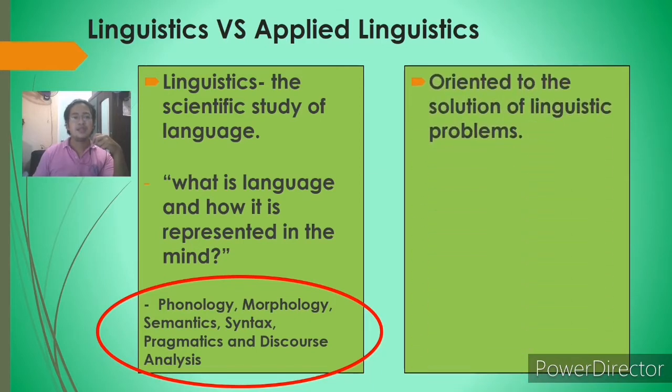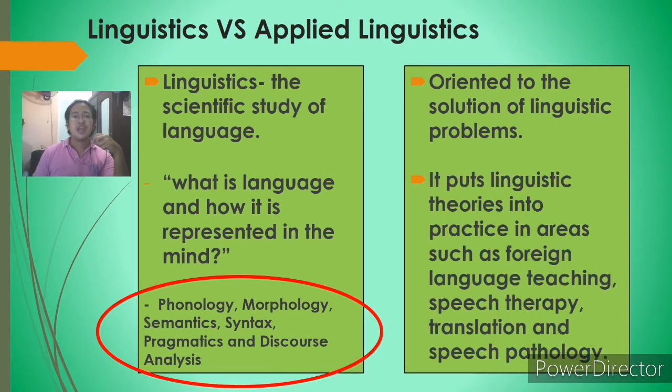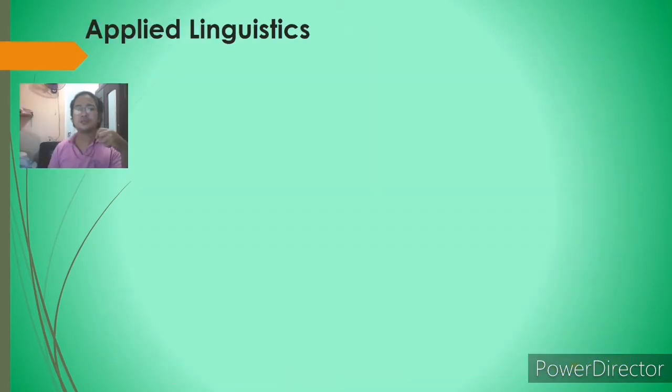Whereas applied linguistics is oriented toward solutions to linguistic problems using our knowledge of linguistics. It puts linguistic theories into practice in areas such as foreign language teaching, in which the language is the problem itself, and speech therapy, in which learners have an incapability in producing sounds because their tools for producing sounds may have a problem, like having a short or long tongue, deformed teeth, and others.